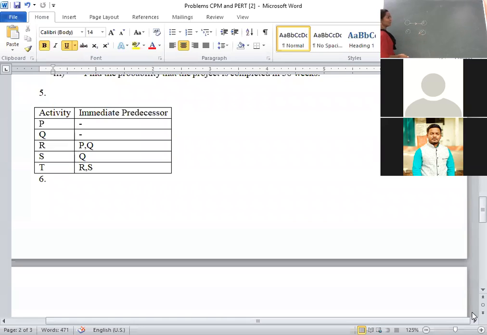Dummy activity is always represented by D of 0. That means it consumes 0 time. Or simply it is nothing but an artificial activity represented by a dotted line and does not consume resources.